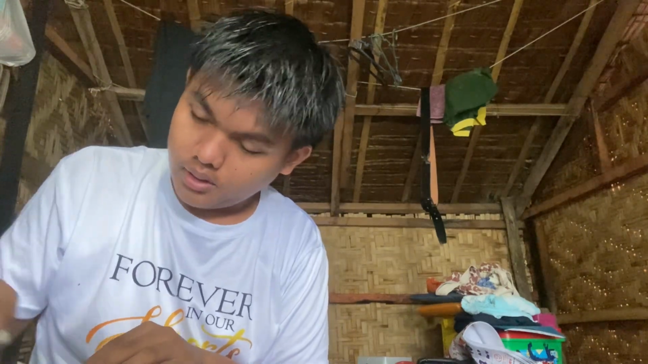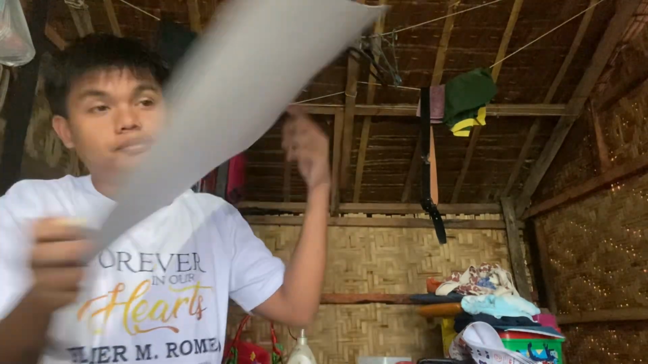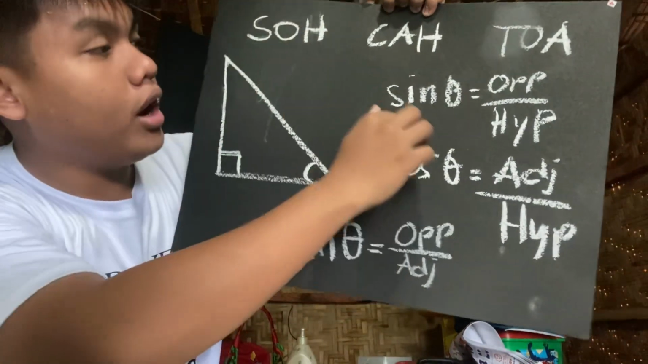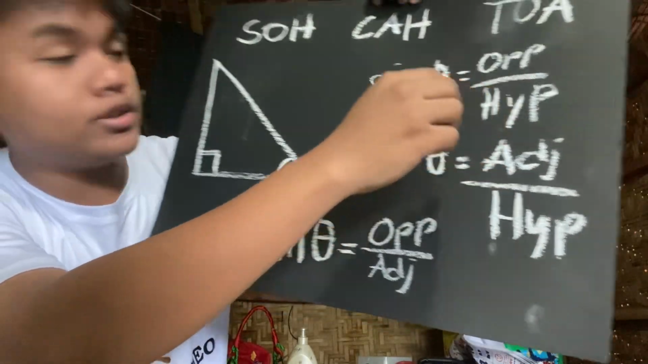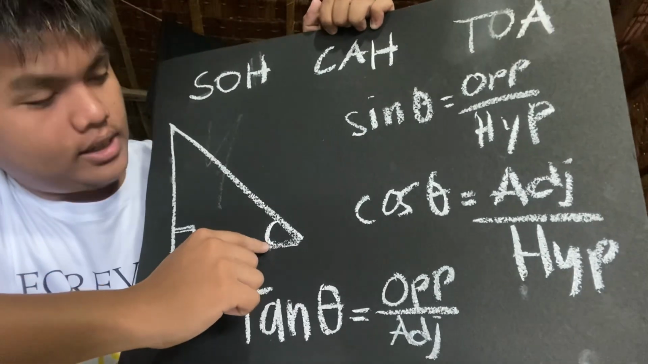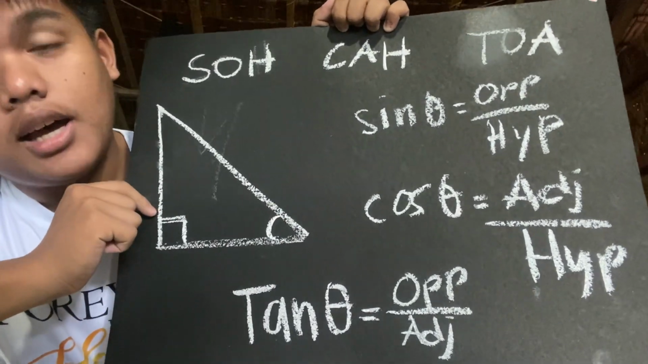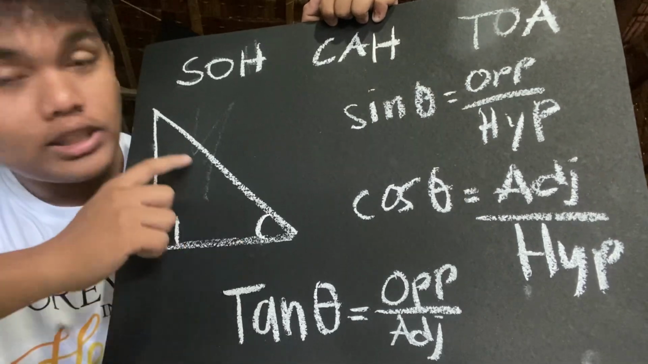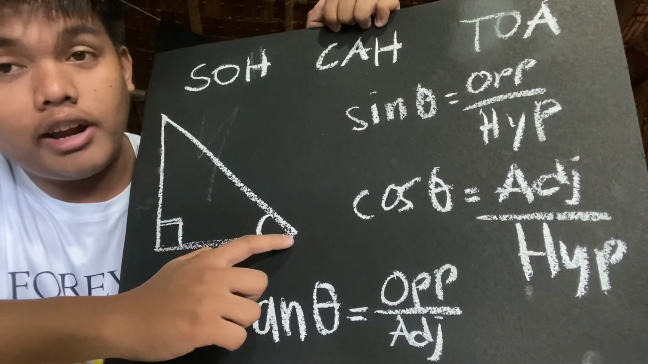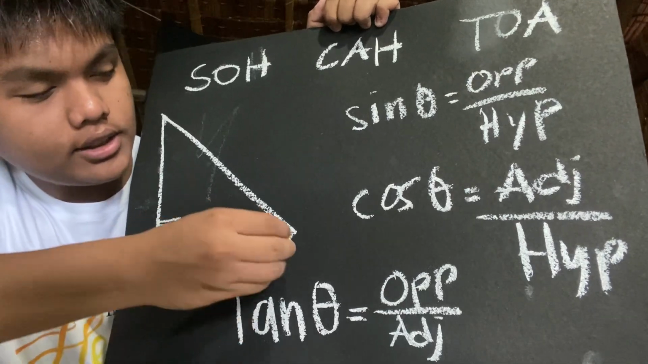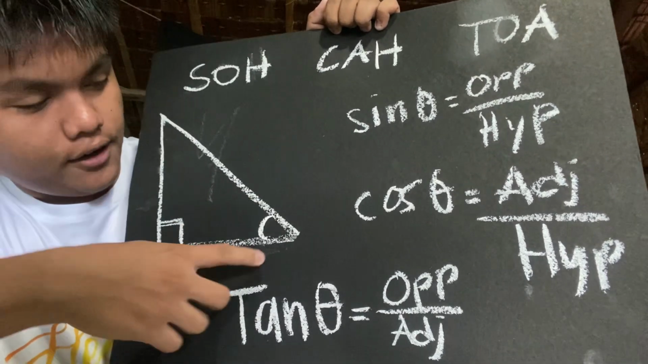So, TOA or tangent theta equals opposite over adjacent, sorry. And how do we determine which is the opposite and the hypotenuse? For example, we have an angle here. The opposite of this angle is this side, and the hypotenuse is the longest side of the right triangle, and the adjacent is the leg or the side next to the angle.